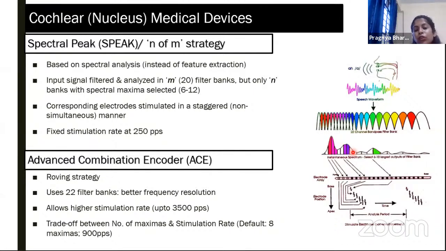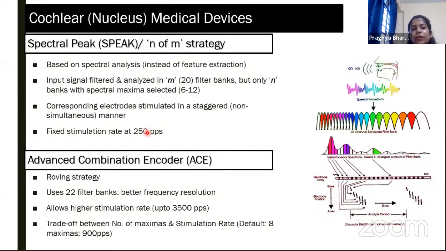So this is a combination of the earlier multi-peak strategy, a sort of peak picking strategy, and the continuous interleaved sampling strategy. Here also, however, they could use only a fixed stimulation rate of 250 pulses per second, and this was where they found limitations in depicting the temporal resolution.